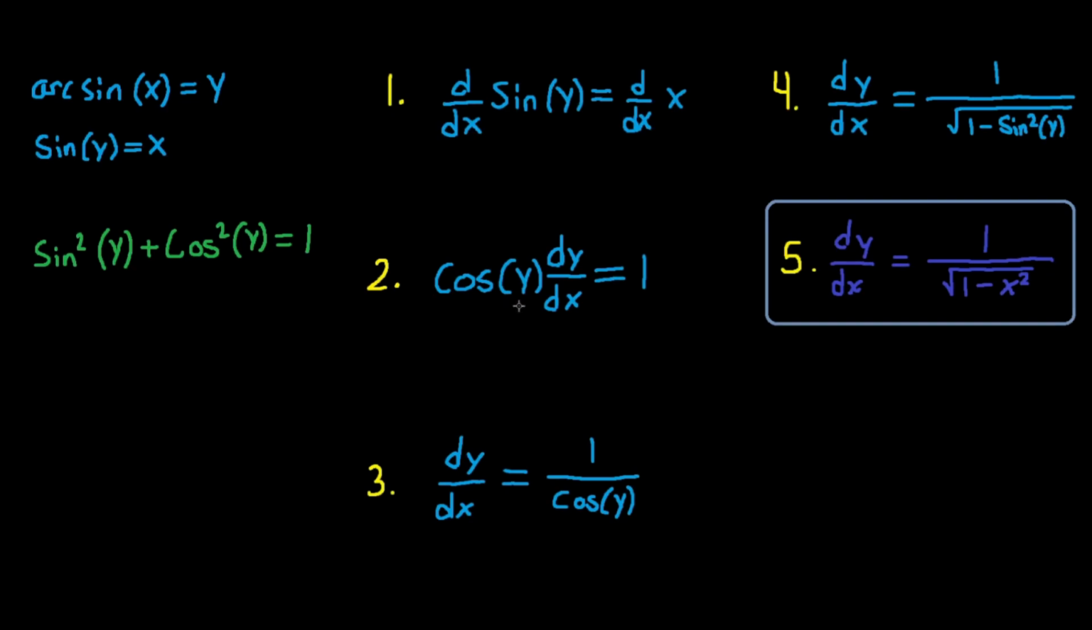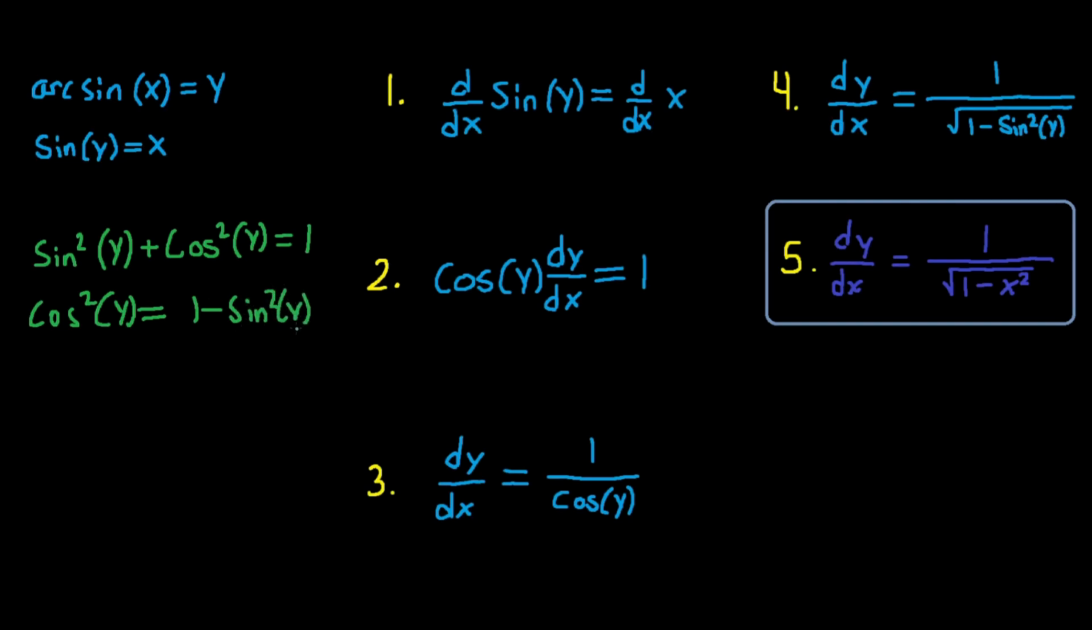What we want to do is isolate dy over dx, so I divide both sides by cosine of y. You see that here in step 3, where dy over dx is equal to 1 over cosine of y. But we want this in terms of x. So I draw your attention over here, where I wrote the Pythagorean identity for trigonometric functions. With this we are going to isolate cosine squared of y first. So we have cosine squared of y equals 1 minus sine squared of y.